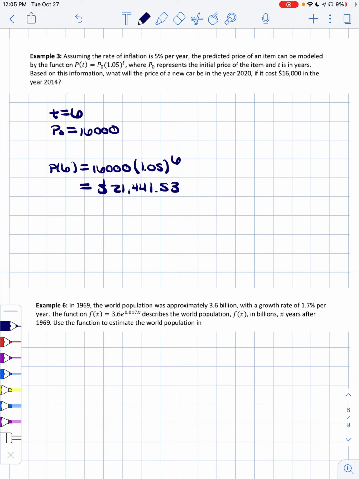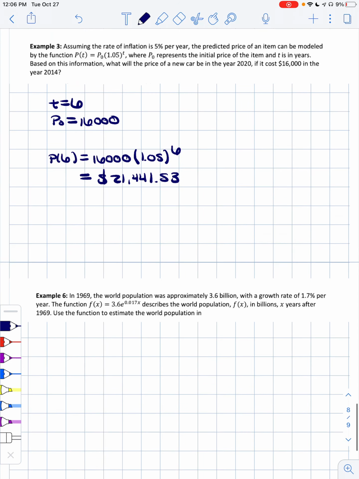Plug that into your calculator, and you're going to get 21,441.53. Okay, so assuming a 5% inflation rate, which does vary, sometimes 5% might be accurate, sometimes 2 might, sometimes 7 might, it just kind of depends, but assuming a constant inflation rate of 5%, this is how much you could expect that car to cost in 2020.